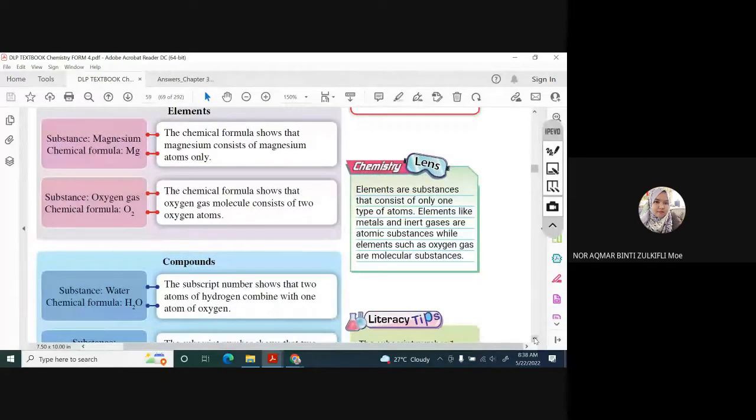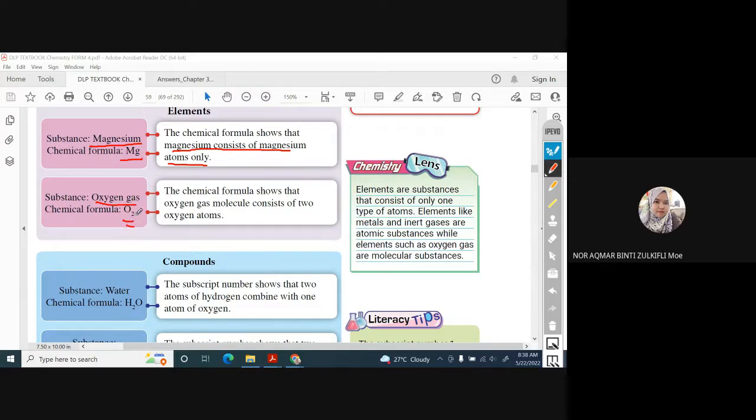Okay, ini contoh. Magnesium. Formula dia Mg. So it shows magnesium consists of magnesium atoms only. Dia tak ada combine lah. Next, oxygen gas. Chemical formula O2. Dia memang terbentuk, is formed in the O2, the oxygen gas. So it consists of 2 oxygen atoms.